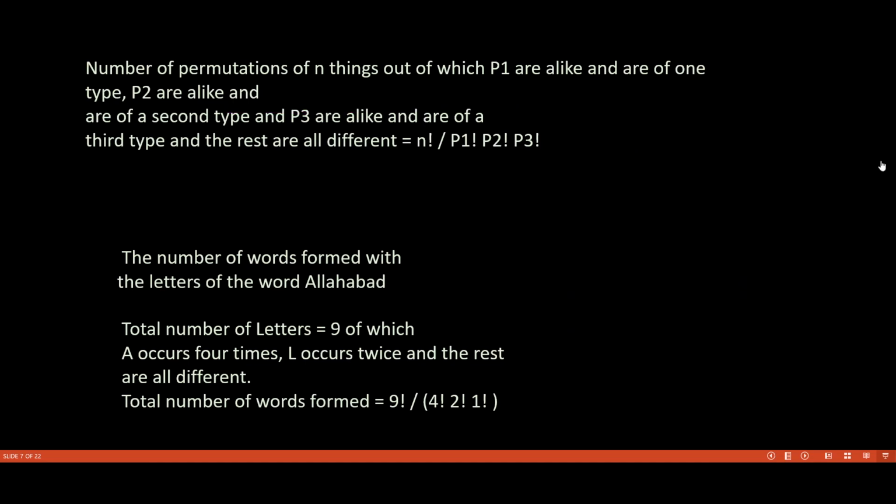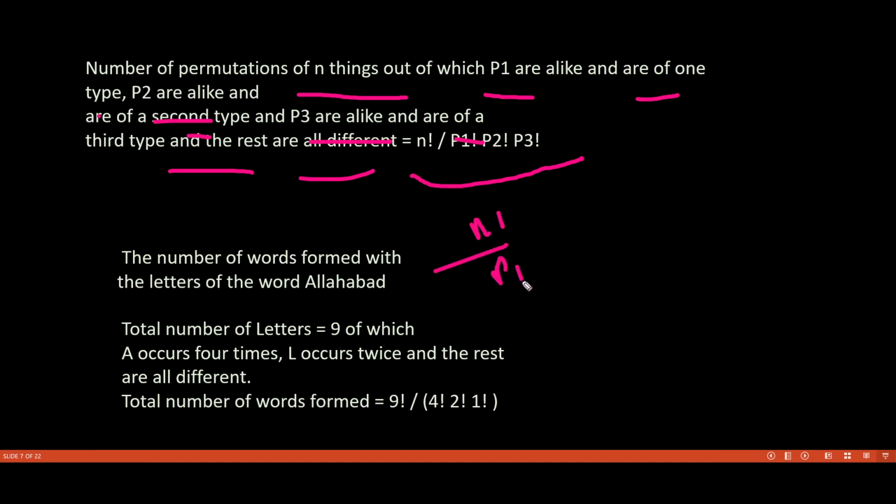Now see this case, the number of permutations of n things out of which p1 are alike and of one type, p2 are alike and of second type, p3 are alike and of third type, and the rest are all different. In such cases what will be our answer? n factorial upon p1 factorial into p2 factorial into p3 factorial.